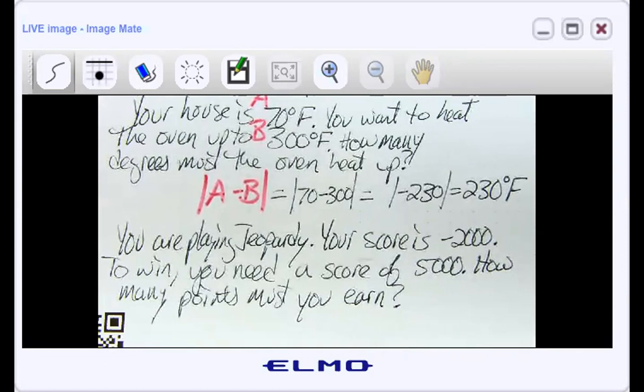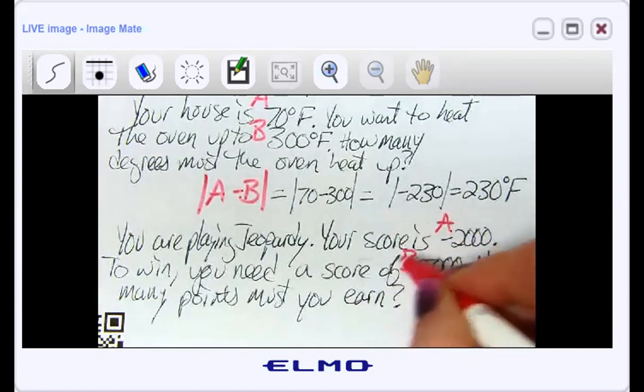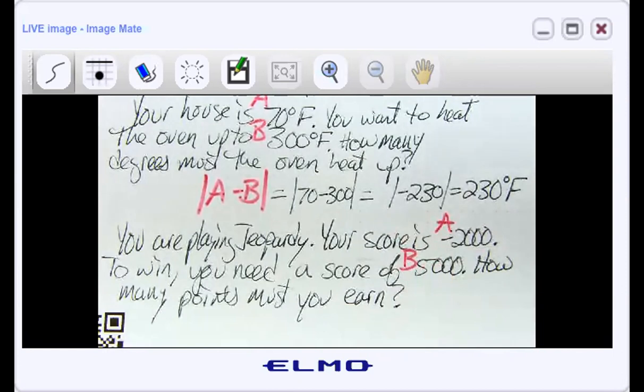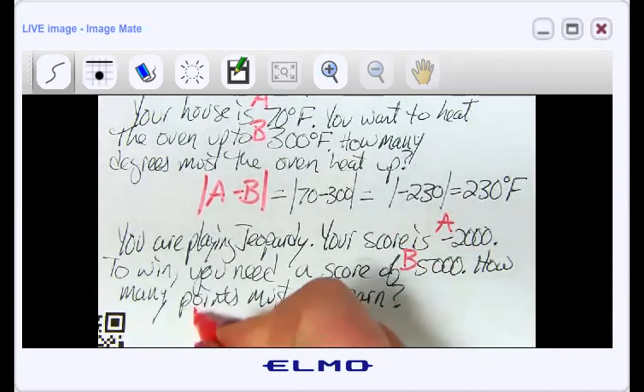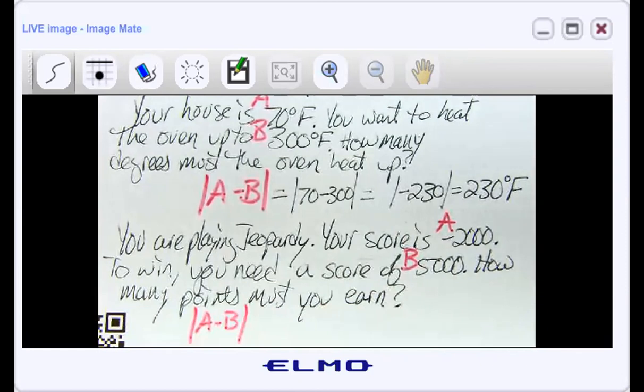So my question is, how many points must you earn? Shout out the answer once you get it. 7,000. That's it, 7,000. Again, I have these 2 points. I want to know the distance between them. I'm going to do the same thing that I have been. Take the absolute value of their difference. Now, be careful here, though, because you're dealing with negatives. So if you got an answer of like 3,000, you messed up on the negatives.